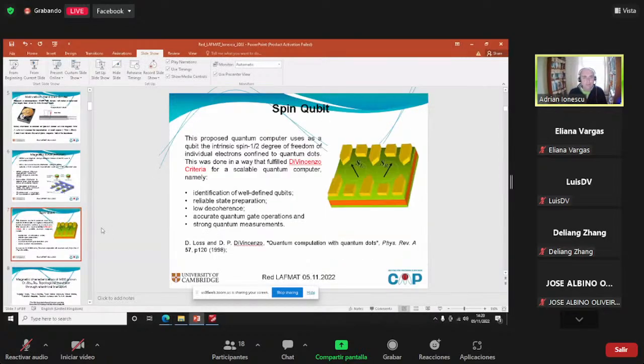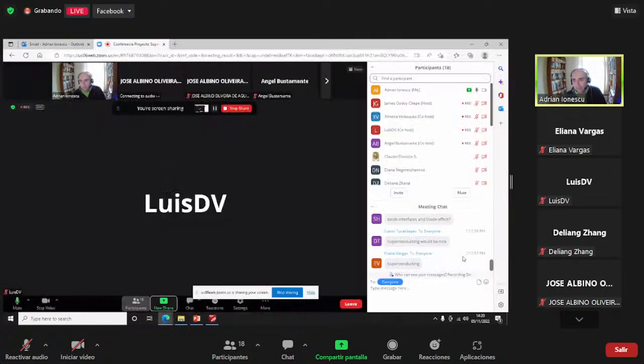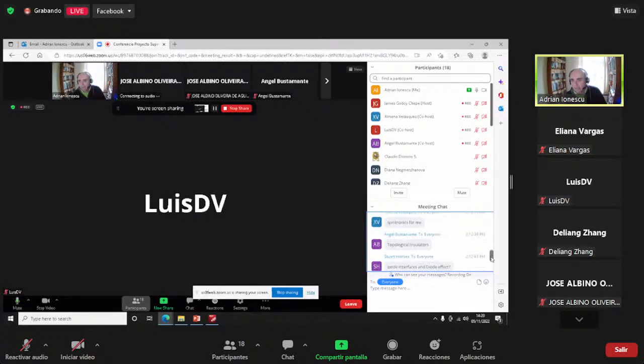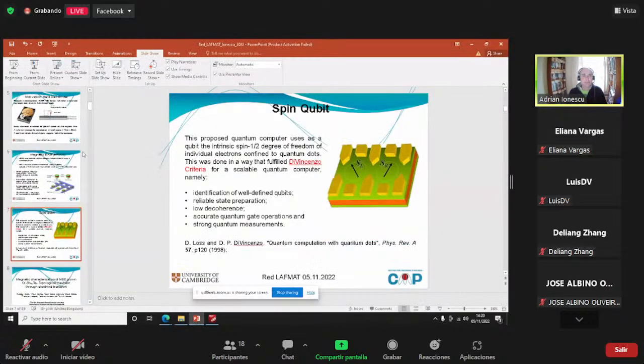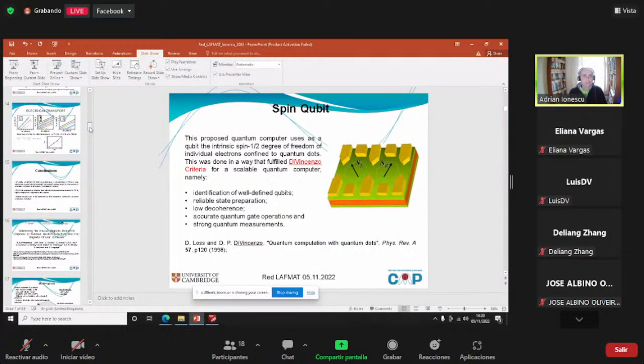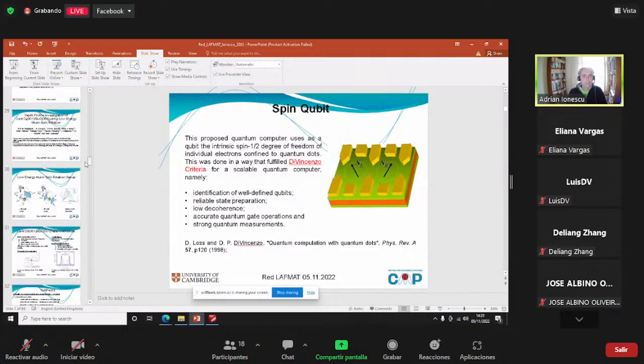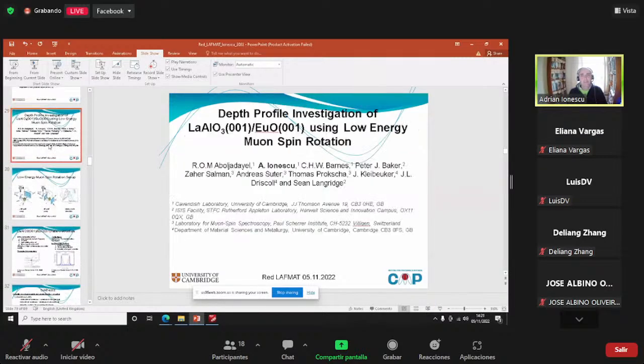So having given this brief introduction, maybe I can have a look again what people were asking: oxide interfaces and diode effects. Okay, let's start there. I might have to share, I think, again. I need to jump a little bit. Okay, let me take you to the oxide interfaces.